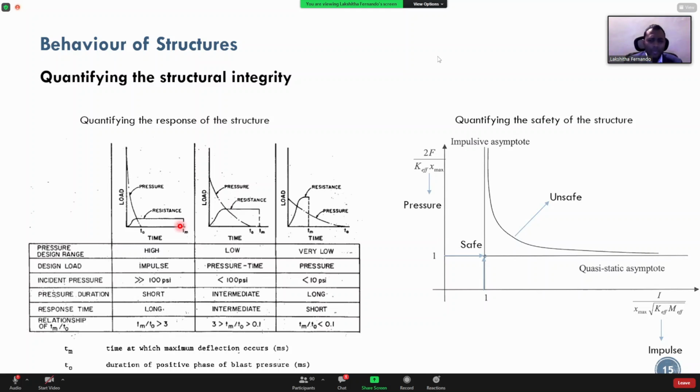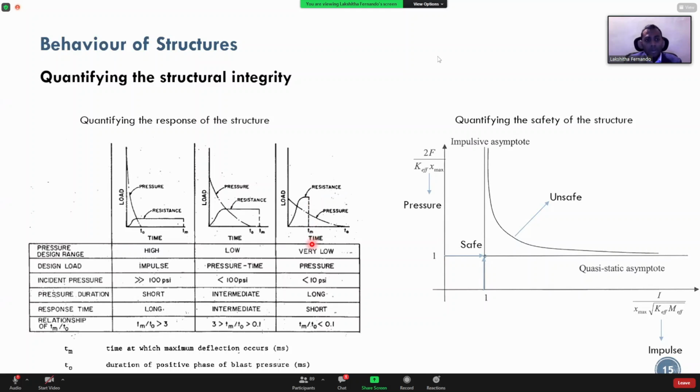And the resistance time is to do with the natural period of vibration of the structure, and maybe even the damping and things like that can come into play. So in this initial region, we are dealing with impulse, but as we go further away from the structure, we are mostly interested in the pressure, because the pressure acts for a larger time compared to the time it takes for the structure to resist it.